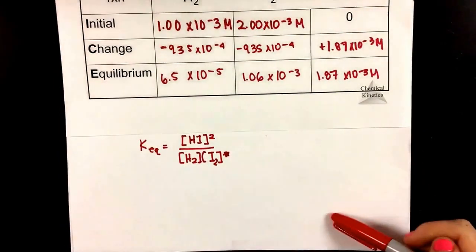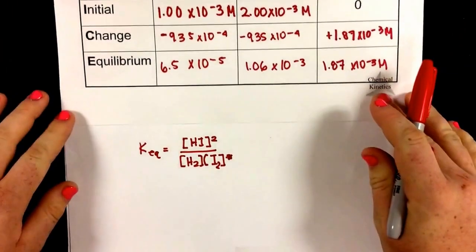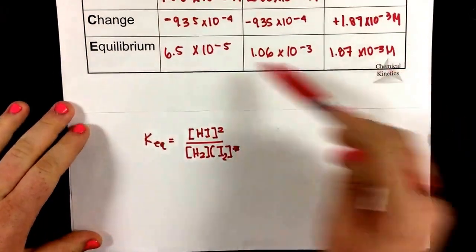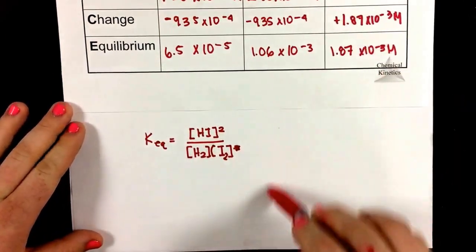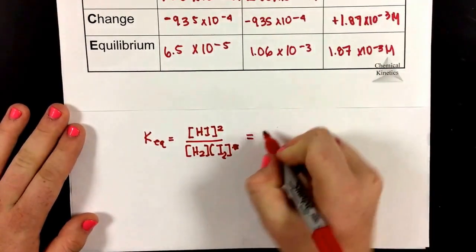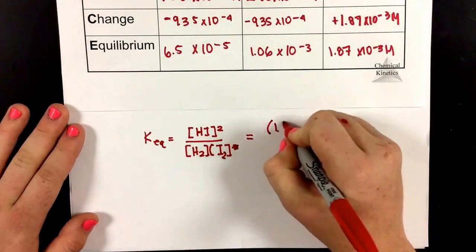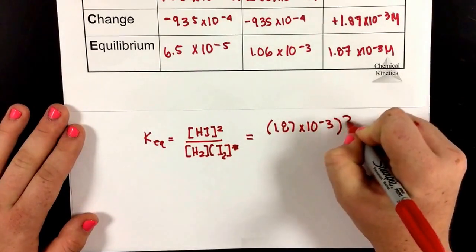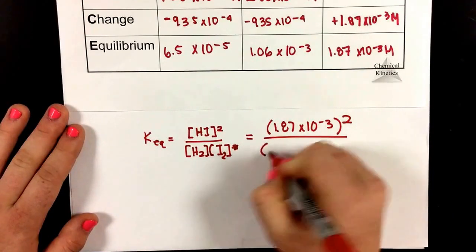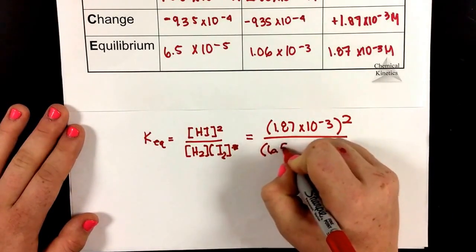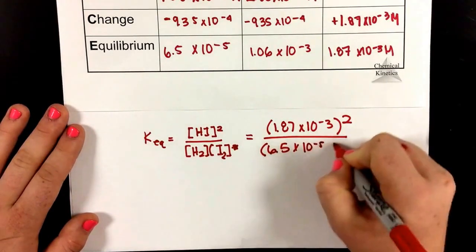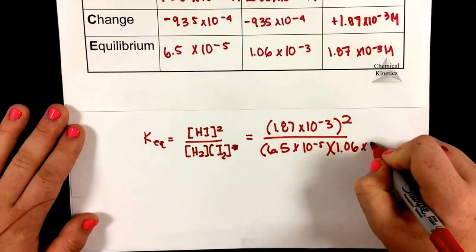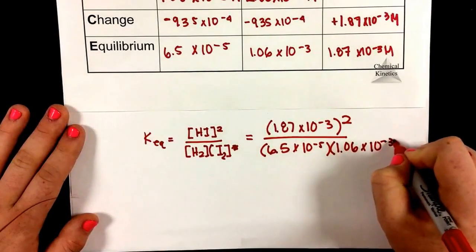So now all you have to do in order to find the equilibrium constant for this would be to plug the equilibrium values of all three of these substances into this equation. So it would pretty much just look like this. It's going to be 1.87 times 10 to the negative third squared over 6.5 times 10 to the negative fifth multiplied by 1.06 times 10 to the negative third.